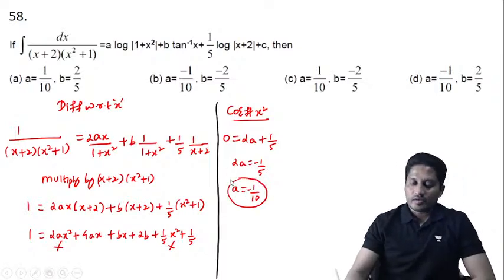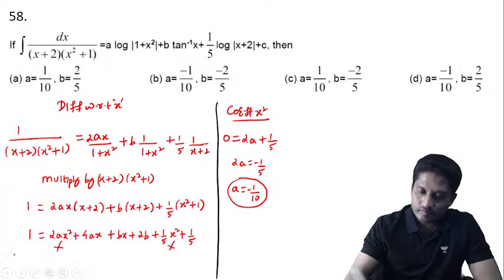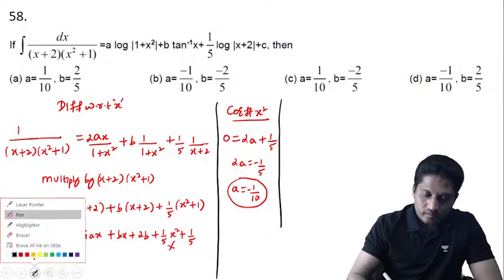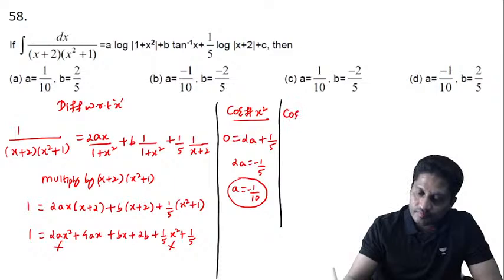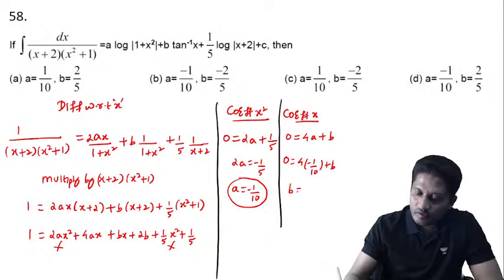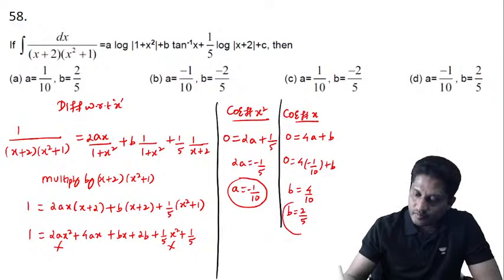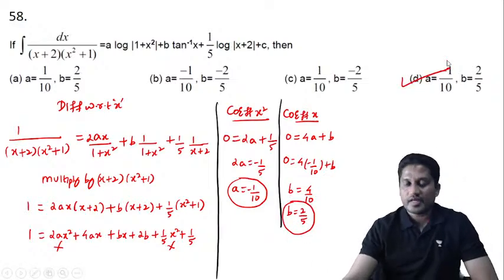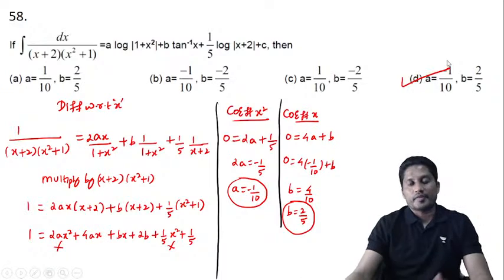Okay, now if I equate the coefficient of x, left side it is 0, right side the coefficient of x is 4a plus b. Alright, so 0 is equal to 4 times a, that is minus 1 by 10, plus b. You get b is equal to 4 by 10, that is 2 by 5. A is minus 1 by 10, B is plus 2 by 5. Answer is option D. This was asked in 22 paper, guys, last year's paper.